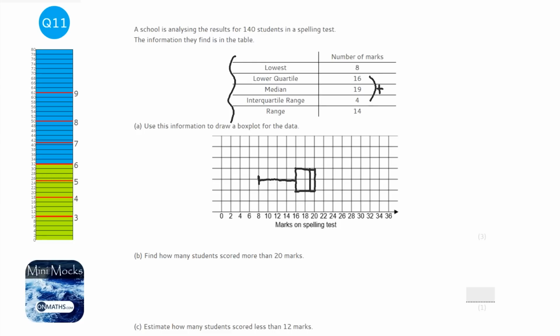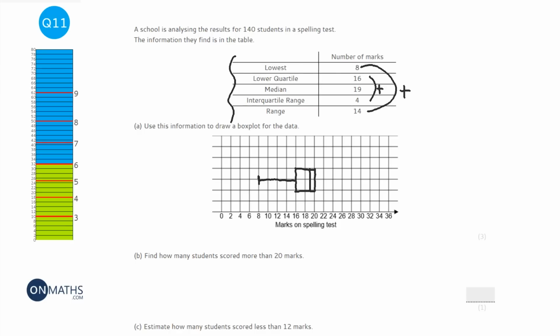Now the range is the biggest, take away the smallest. So if the smallest is 8, then to work out what the highest is going to be, I just get the range, which is 14, and add on to the 8. So 14 plus 8 is 22. So the highest value is 22. There we go, and that's our box plot. So that's question 1 done, or question A.